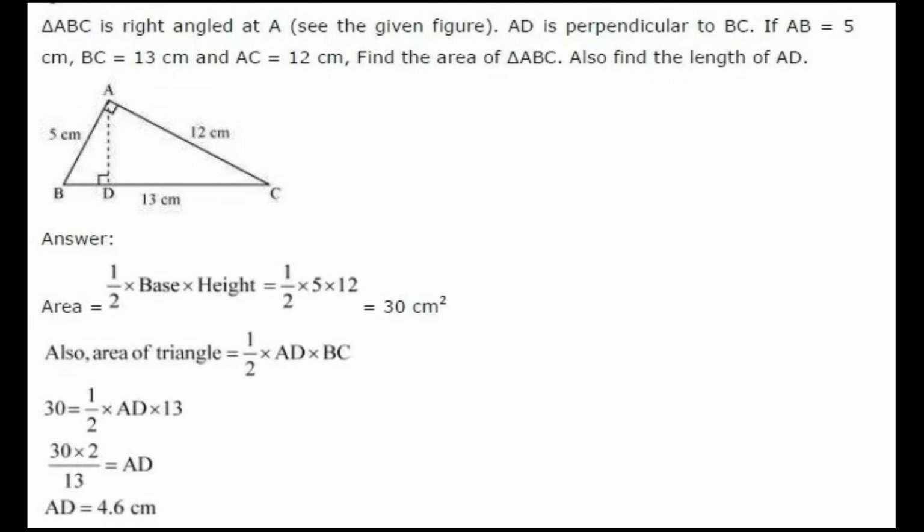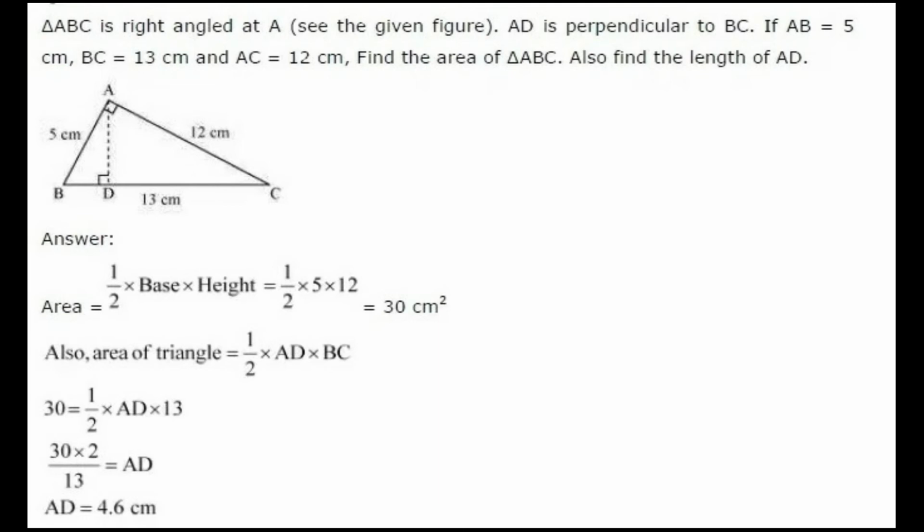So what is then the perpendicular? Obviously BC is the perpendicular, right? If AD is the base, then the perpendicular should be BC. So half into base into height, that is half into AD into BC. We also know the area of the triangle, that is 30 centimeter square. So we have written 30 centimeter square at the left.